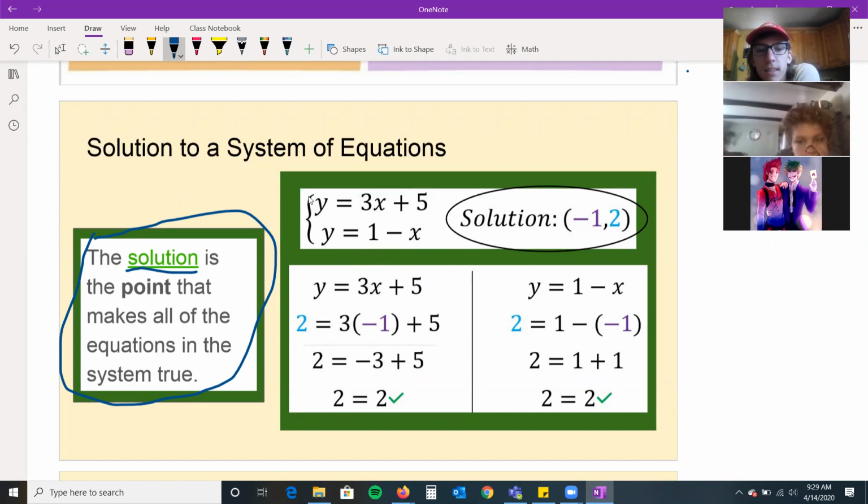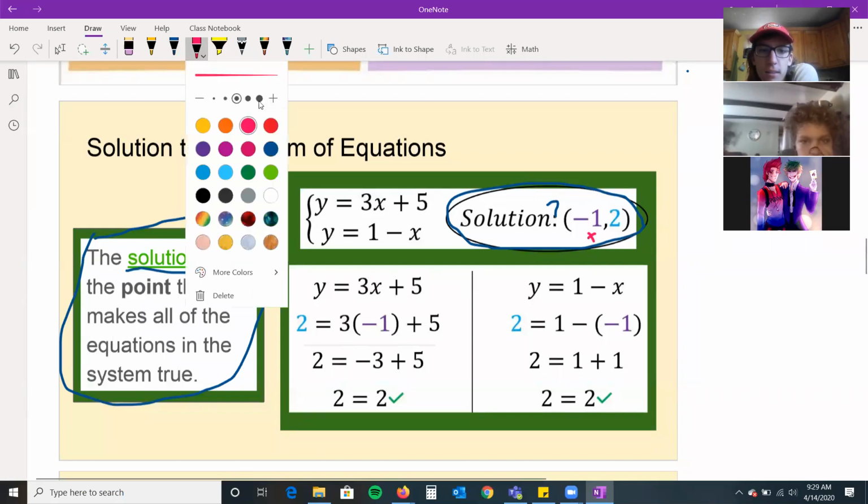So looking at this guy right here, we've got a system of equations, right? y equals 3x plus 5, y equals 1 minus x. And we're going to see if this solution here is actually the solution, okay? It could be a lie, it could not be. Right? So we're going to see, is this the solution? -1, 2. Let's see. Every coordinate pair is made up of an x and a y point, right, guys? If you remember that, every coordinate pair is made up of an x and a y.